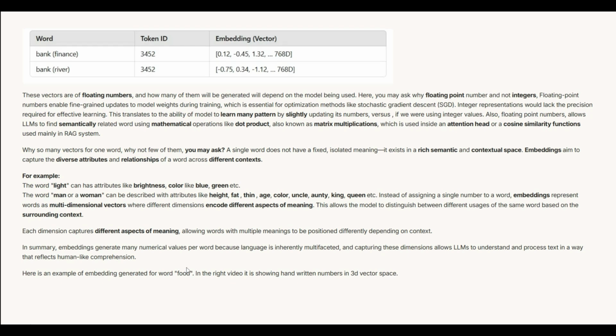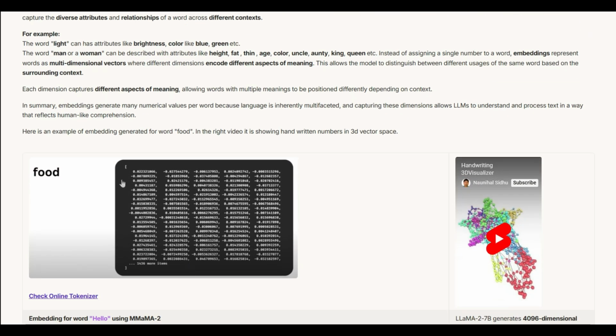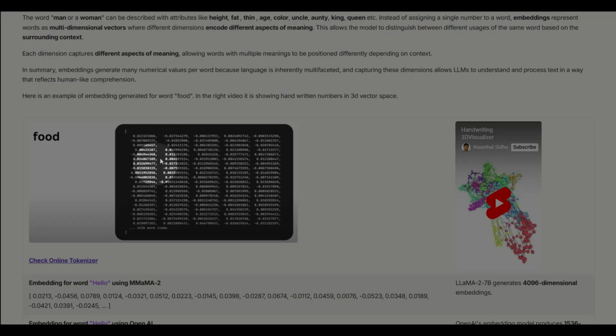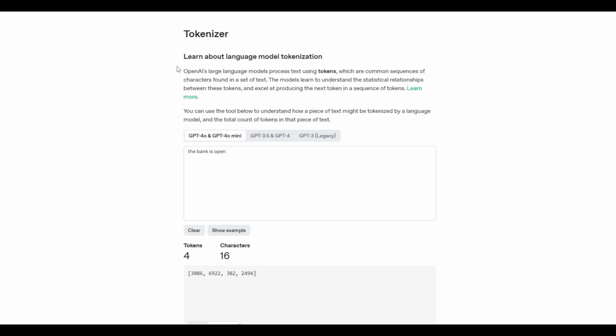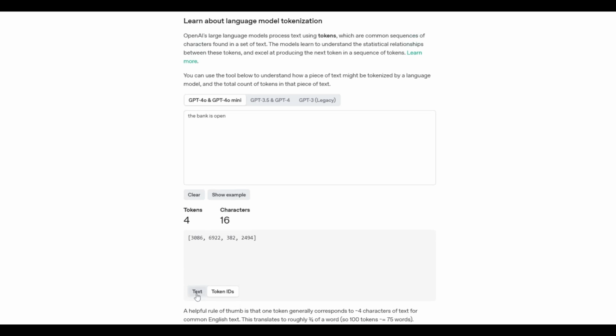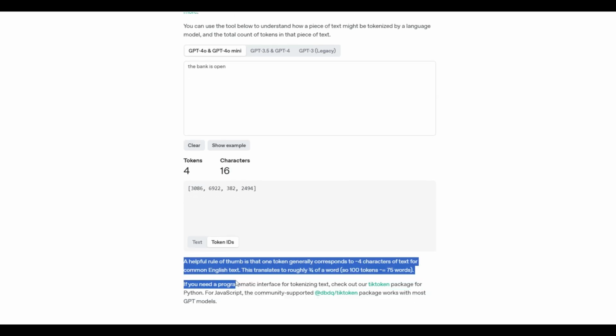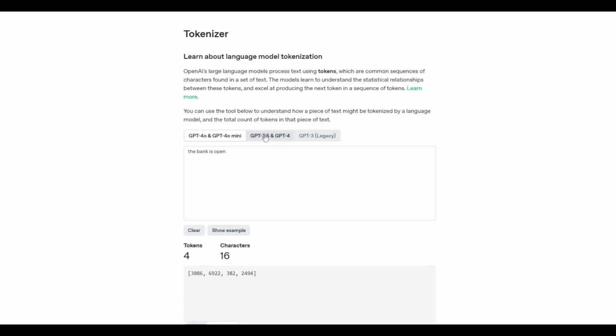Here is an example of how the word food looks after converting it into vectors. The diagram only partially shows the list. Here is an online tokenizer from OpenAI. Here you can see in real time how it generates the tokens. You can switch to different models and note how it changes the token number, even though the text is still the same.